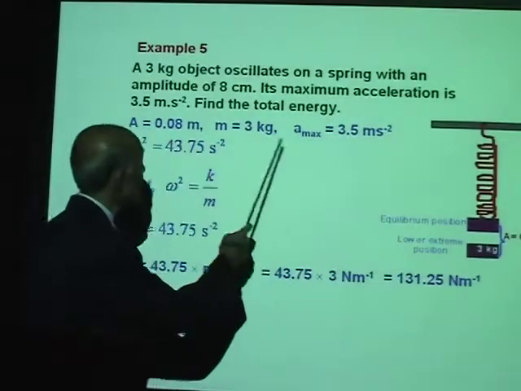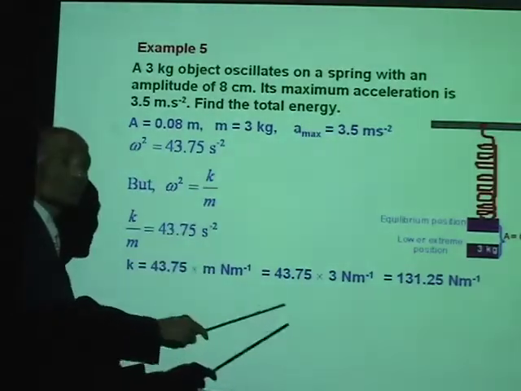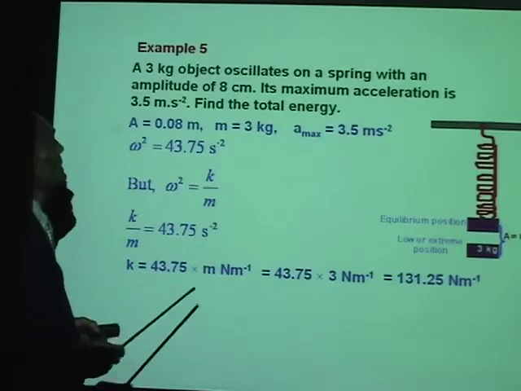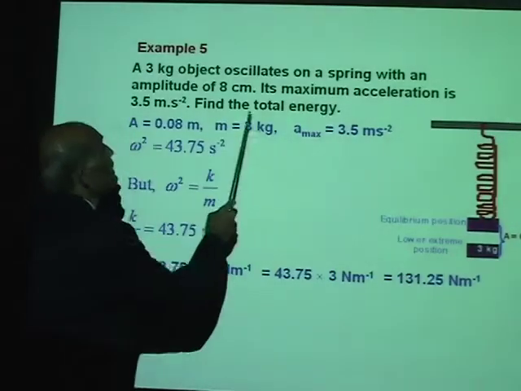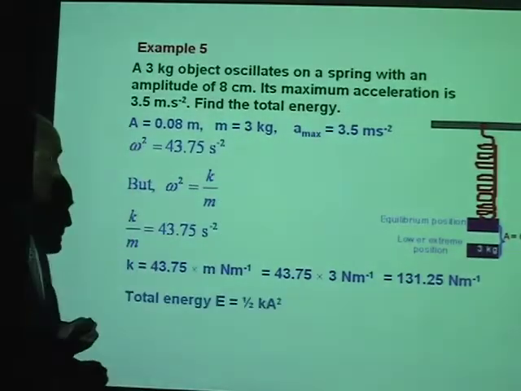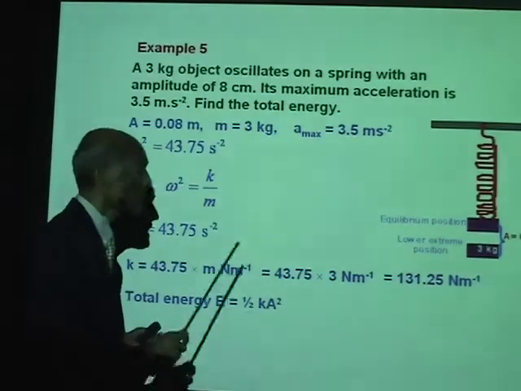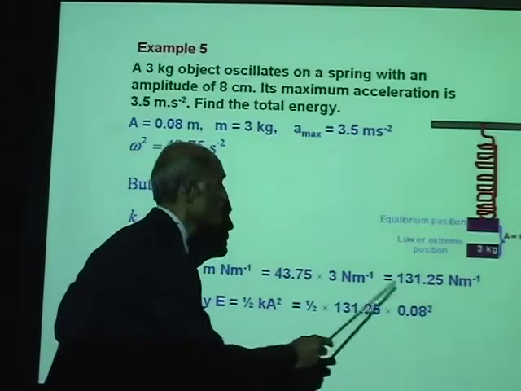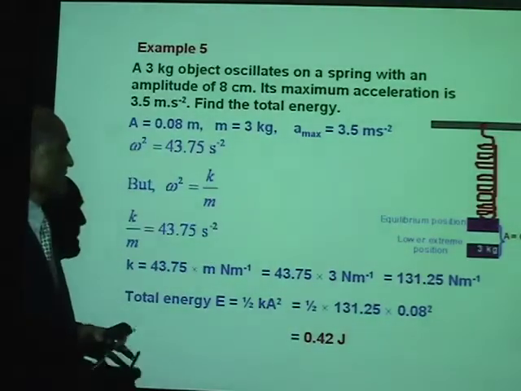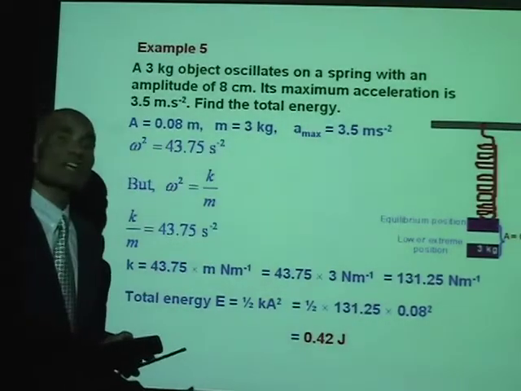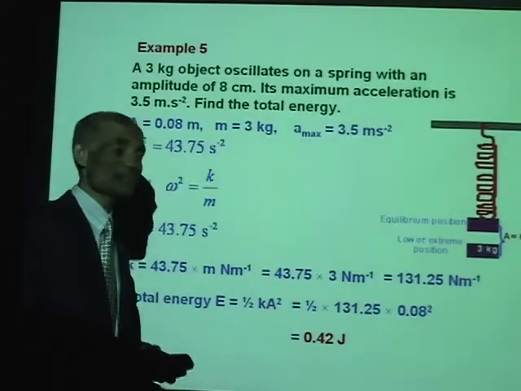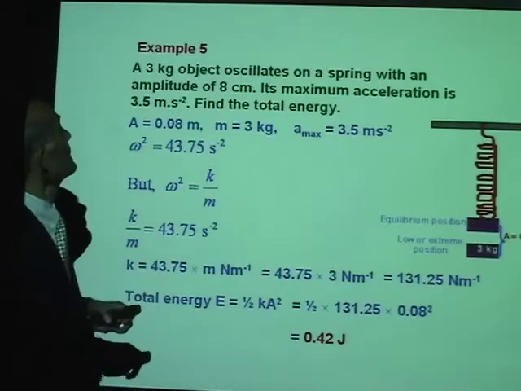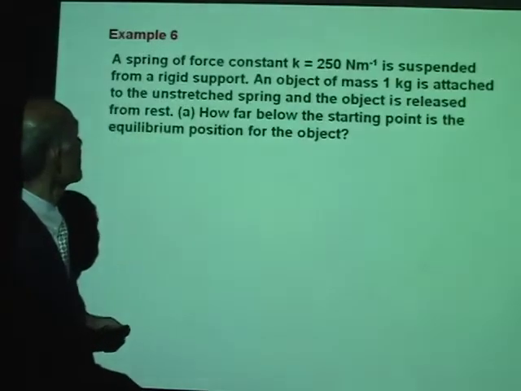A good way to find out K, I want you to look through the various steps of that problem. We now have our K, we have the amplitude. What is the total energy? Total energy is 1/2 kA squared. And use all the given values. That will give you the total energy as 0.42 joules. A good problem. All right, let's try another one.